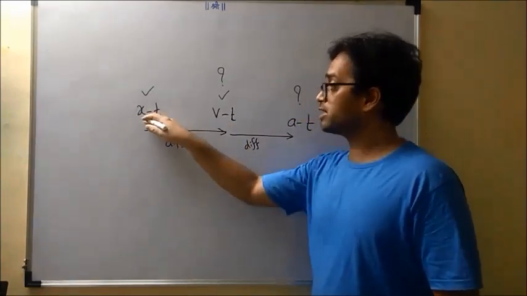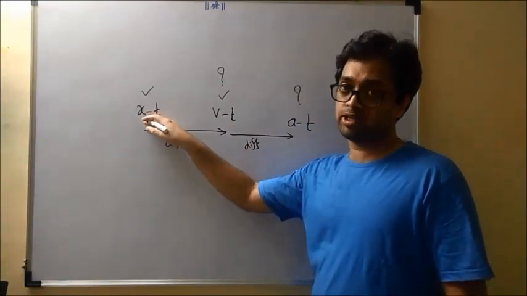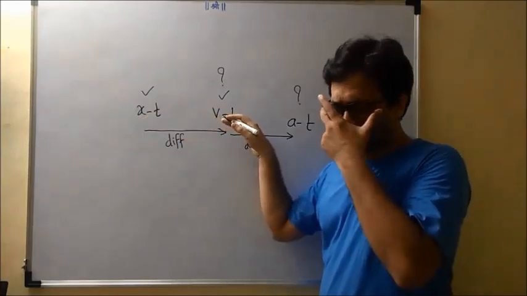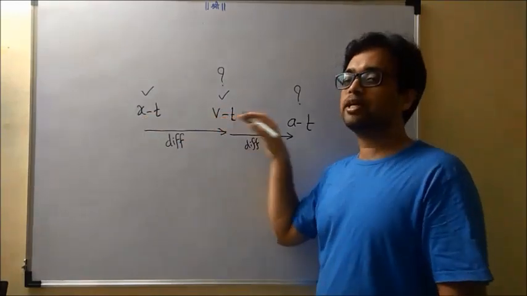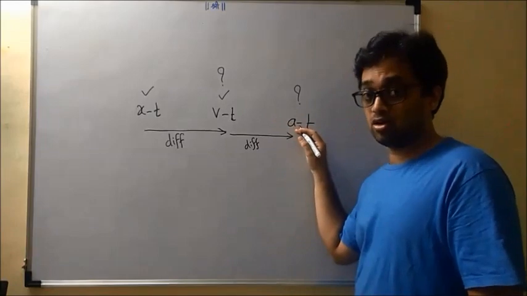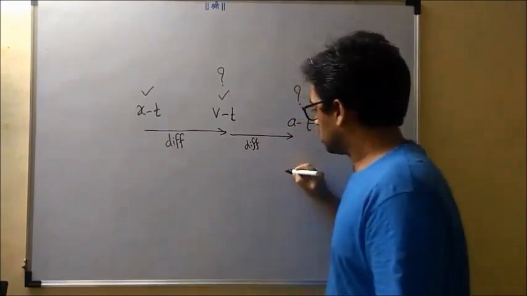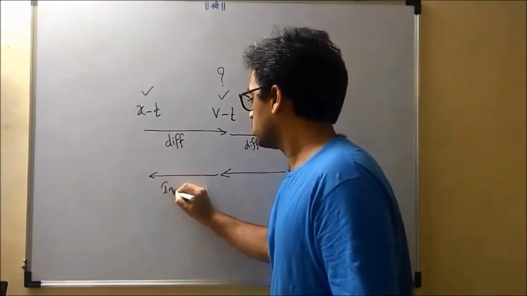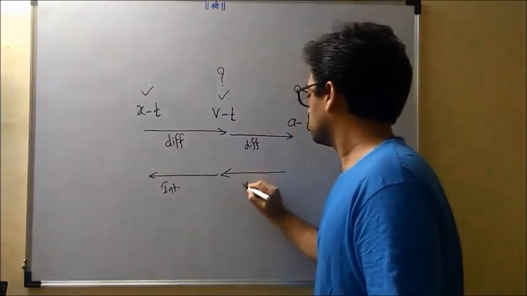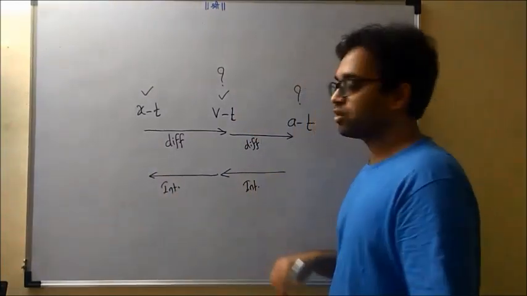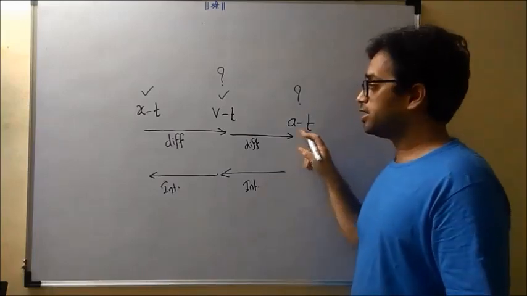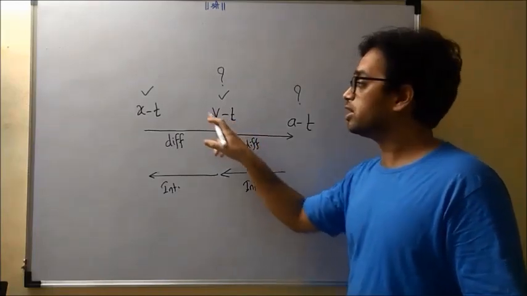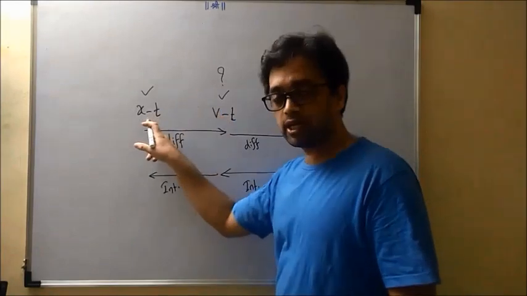When you differentiate XT curve, that means dx by dt, you get VT. When you differentiate VT curve, that means dv by dt, we get AT curve. Okay. Now the reverse is integration. So when you integrate AT curve, you get VT curve. When you integrate VT curve, you get XT.